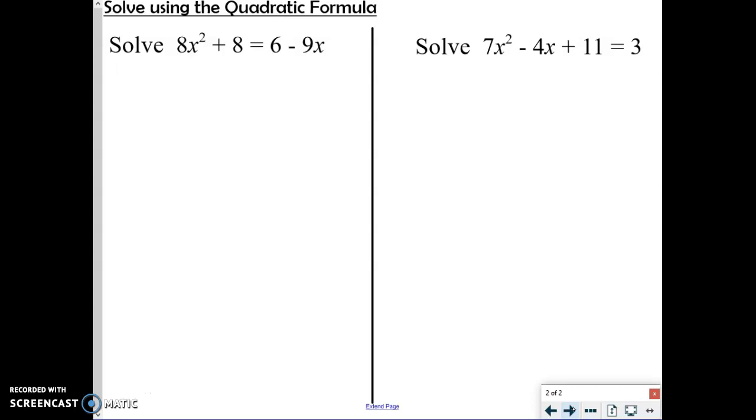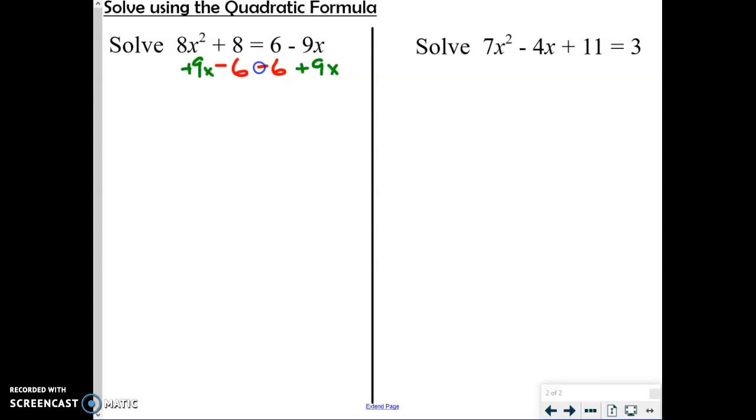Okay? So the first example I'd like to go through with you here is 8x squared plus 8 is equal to 6 minus 9x. So for this one, first thing we're going to do is we're going to get it into standard form. To do that, we are going to subtract 6 from both sides, and we are going to add 9x to both sides.